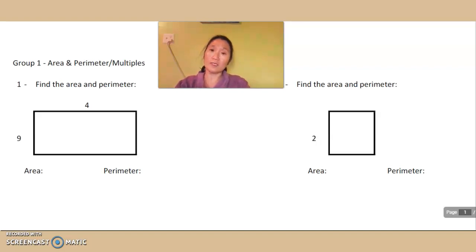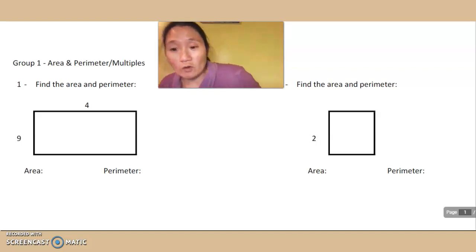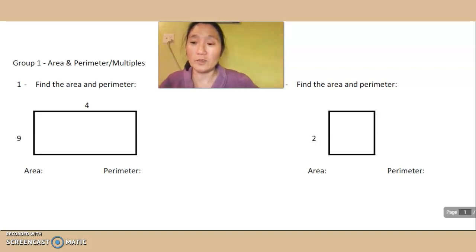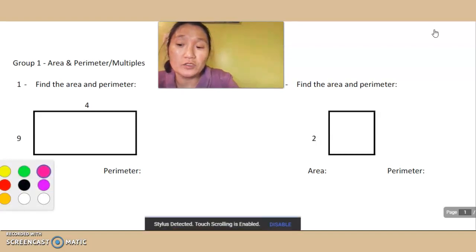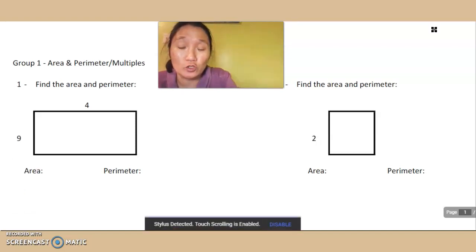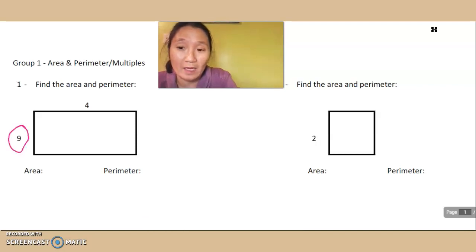Alright, so you guys are looking at area, and I did notice some things that you guys were able to do and were not able to do. Alright, so the first thing that we're going to look at is finding area. When you solve for area, you will be multiplying two dimensions. You'll be doing width and you'll be doing length. So you'll be doing length times width.